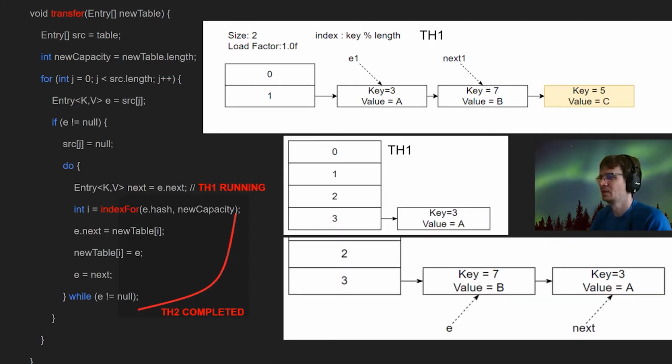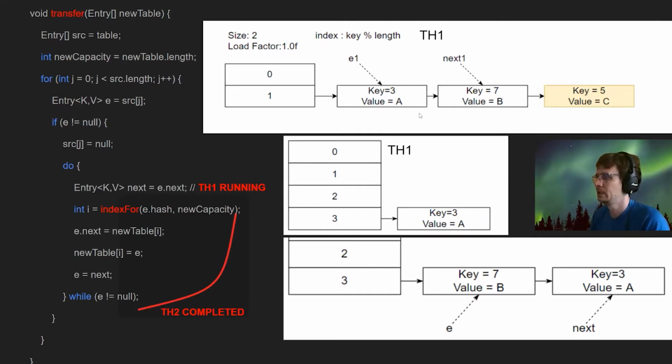Imagine that TH1 is running again, and TH1 doesn't know anything about TH2 that the rehash is completed. It just started, yeah, after this line. So let's explain it line by line. What will TH1 do?